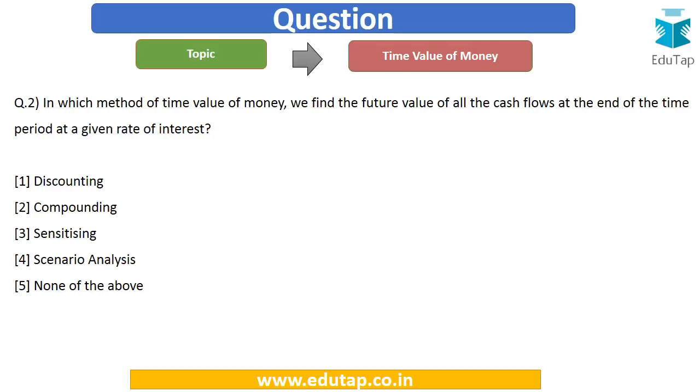Next question. In which method of time value of money do we find the future value of all the cash flows at the end of the time period at a given rate of interest? There are different methods associated with the concept of time value of money, and this question is based on those methods. Options are discounting, compounding, sensitizing, scenario analysis, or none of the above.